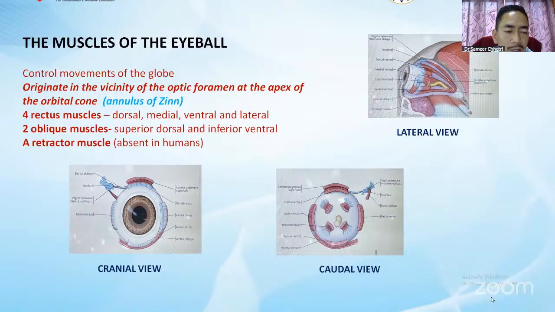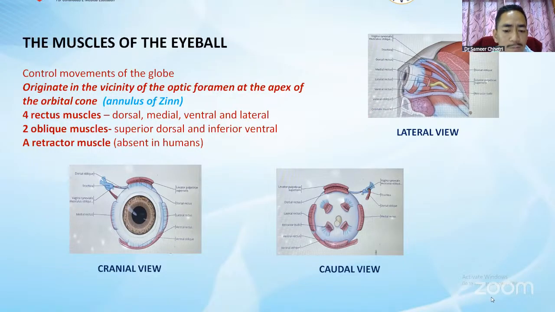There's a dorsal rectus muscle, which helps in the elevation of the globe. There is a medial rectus muscle, which helps the globe to turn nasally. There's a ventral rectus muscle, which helps the globe to move downward. There's a lateral rectus muscle, as the name itself says, which helps the globe to turn towards the temporal side of the globe. And there are two oblique muscles, that is the superior dorsal and inferior ventral.